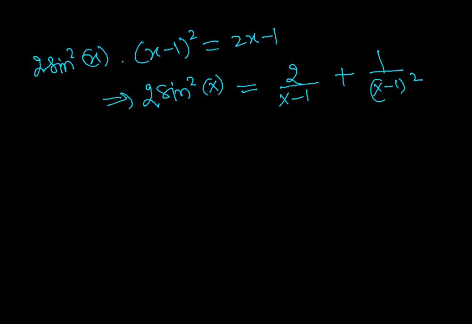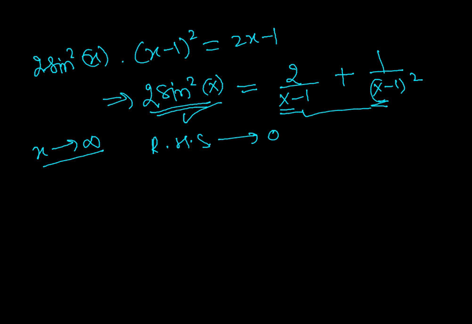Now this is fairly simple. If I simply observe that if x is approaching infinity, your right hand side, because of this and this which is present in the denominator, will approach 0. Now if x is approaching infinity, this 2 sin square x will keep on fluctuating between 0 and 2. That means the graph of this function and the graph of this function will intersect. That means this equation will have at least one solution.